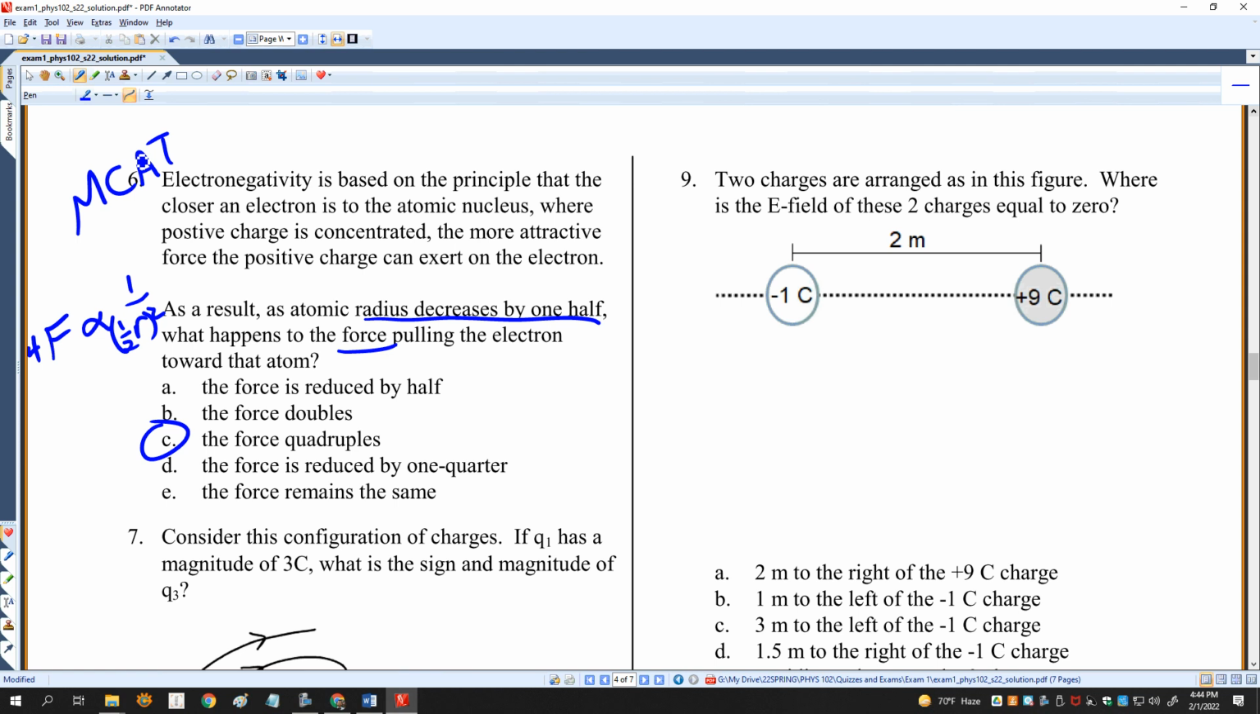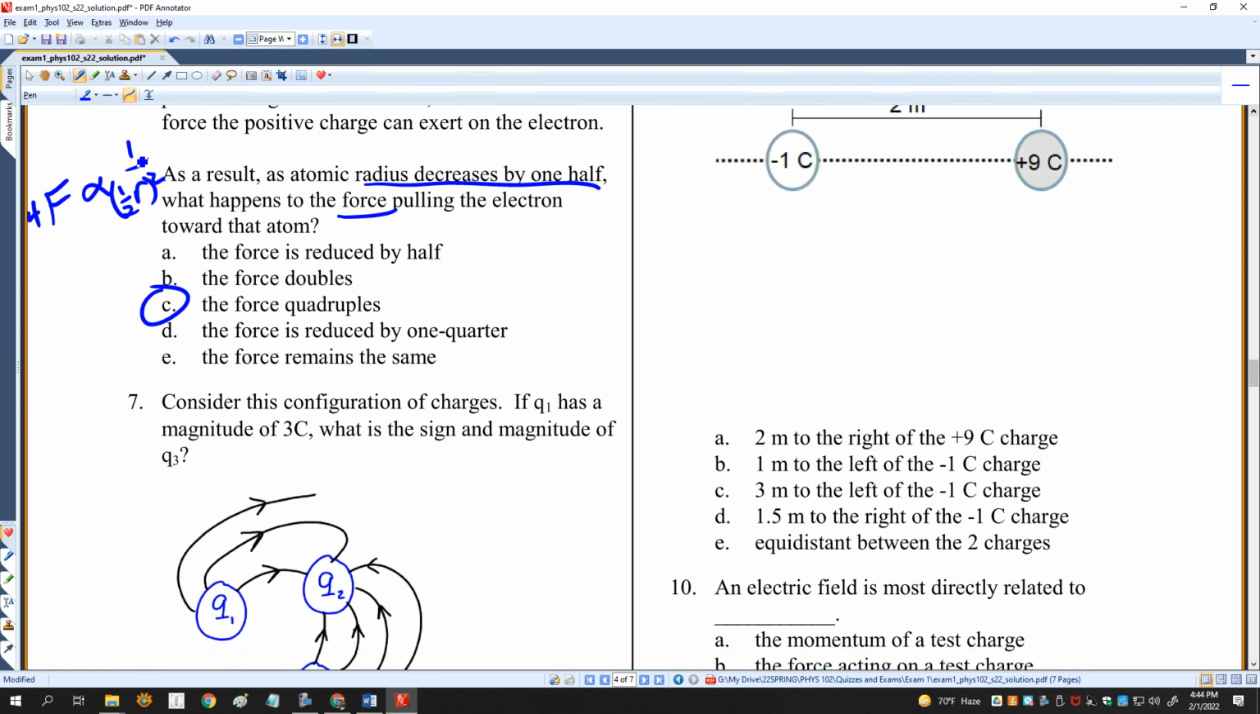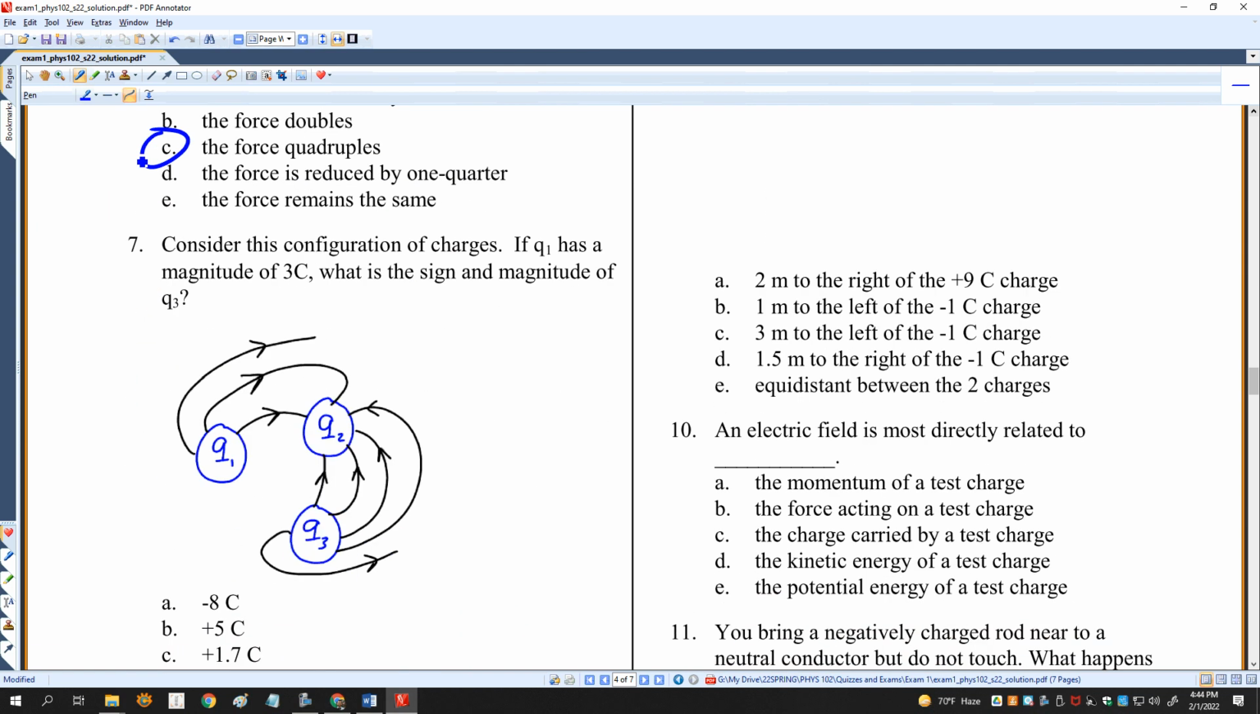Remember, with the MCAT, you have these reading sections where you really need to be able to interpret and understand what's going on. And then you also need to know a little physics as well. So it's really about reading comprehension, but you need to know the physics too.